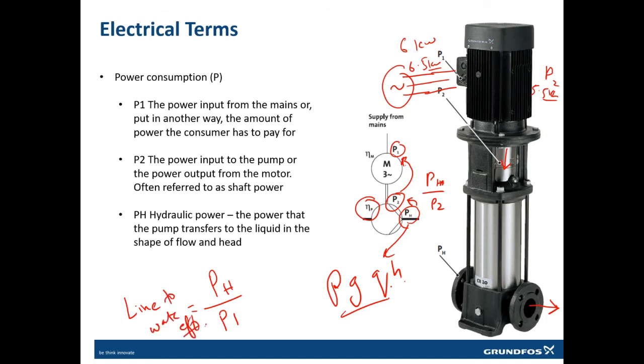Why line to water? Because we are taking care of all the efficiencies between the flow and head to the power we take. All the efficiencies come under it. So this is called the complete efficiency or line to water efficiency of the pump. So whenever you want to see if the motor or the pump has good efficiency, always calculate PH over P1. P1 you can get from the motor data sheet, PH you can get from the pump data sheet.